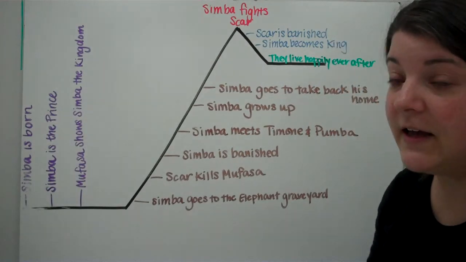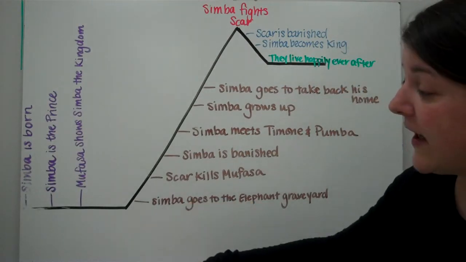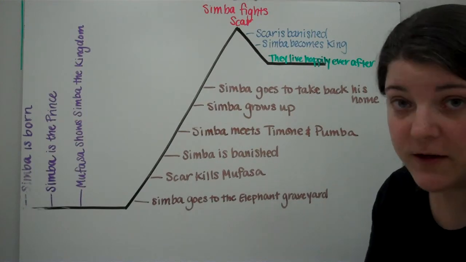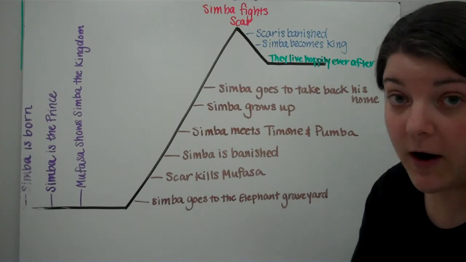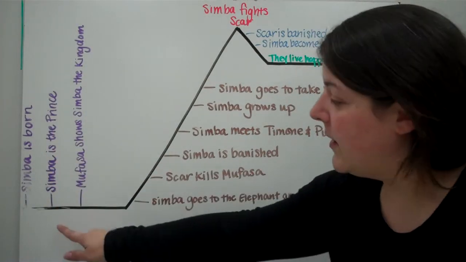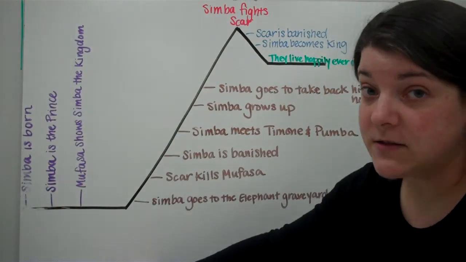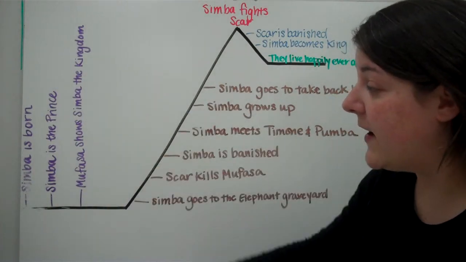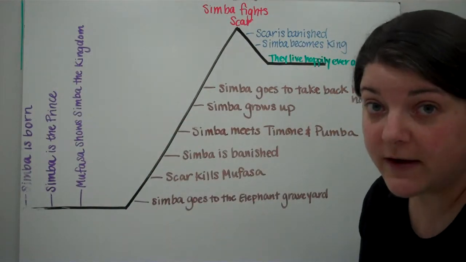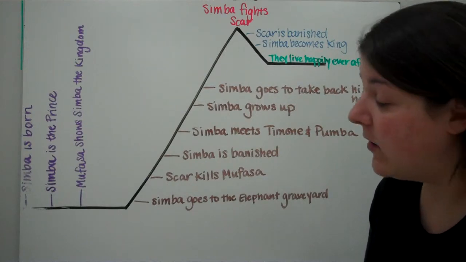In The Lion King, there is a good bit of exposition. And again, this is going to tell us where this is set, who the characters are, and what the problem is. So here we go. Simba is born. Then Simba is the prince. We find that out. And we find out Mufasa shows Simba the kingdom. So we find out that Simba's set to inherit all of that.